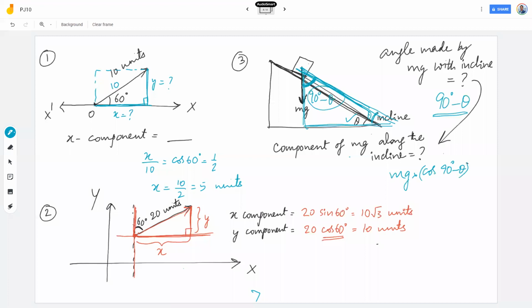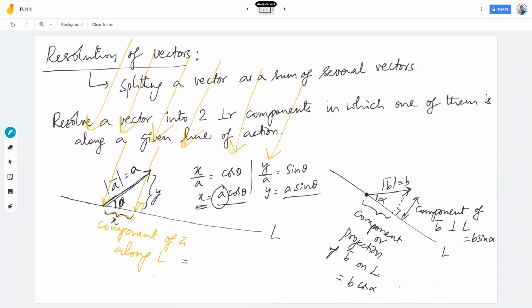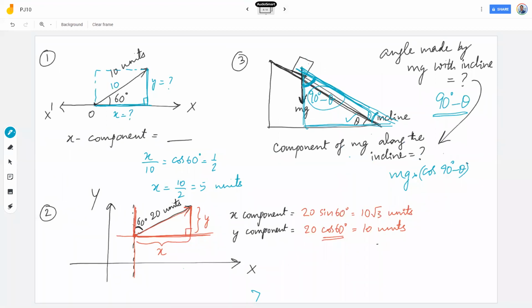Understood or not? In the previous slide, if B made an angle alpha with the line L, then the component of B along L is B cos alpha. Similarly, if mg made an angle 90 degree minus theta with the incline, then the component of mg along the incline would be mg into cos of 90 degree minus theta. What is cos of 90 degree minus theta? Nothing but sin theta. So mg sin theta is the component of mg along the incline. Understood or not?